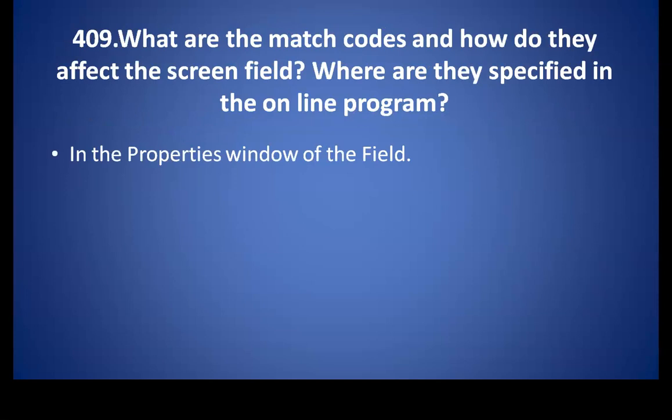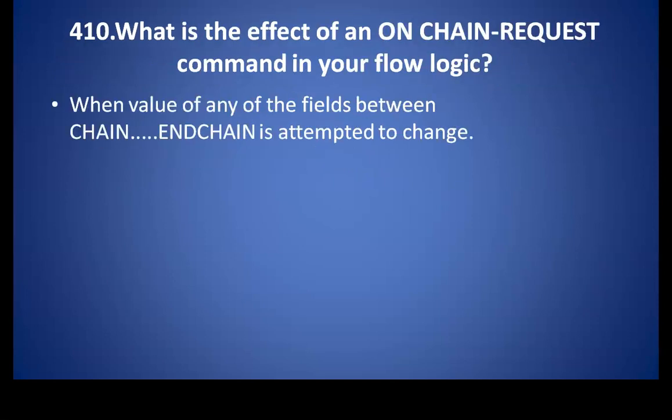What are match codes and how do they affect the screen field? Where are they specified in the online program? So in the properties window of the field. We can give the match code in the properties window of the field. You get it on the right side of your screen. When you double click on a particular field, you'll get the right side window. In that we'll have the properties window, and there you'll have the match code.